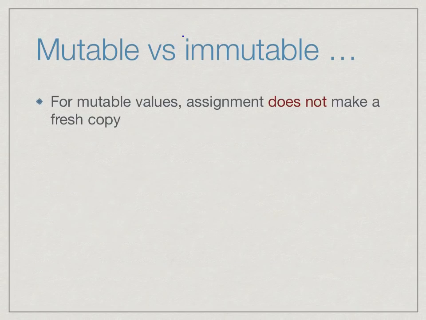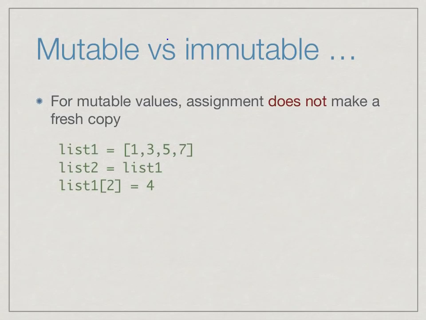So updating one value does not affect the copy because we have actually copied the value. However, as we pointed out, lists are a different beast from strings, and lists are mutable. So it turns out that for mutable values, assignment does not make a fresh copy. So let us look at the following example. We first assign, say, the list 1, 3, 5, 7 to the name list1.